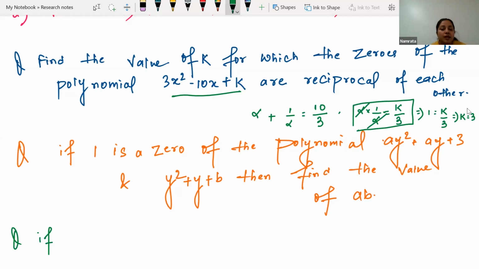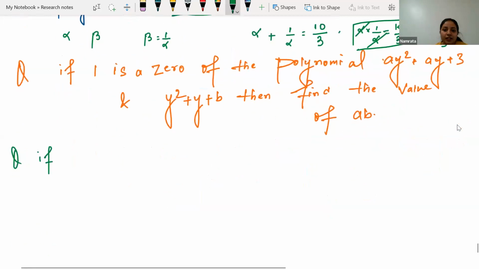So when this type of question is there, that both the zeros are reciprocal of each other, we can assume that one of the zeros is alpha and the other is beta, but the given condition is beta equals 1/alpha. Or you can also take one as beta and the other as 1/beta. Is it clear now? Any confusion over here? No. Okay, so please try the next one.